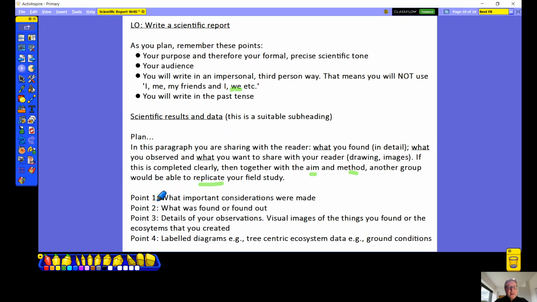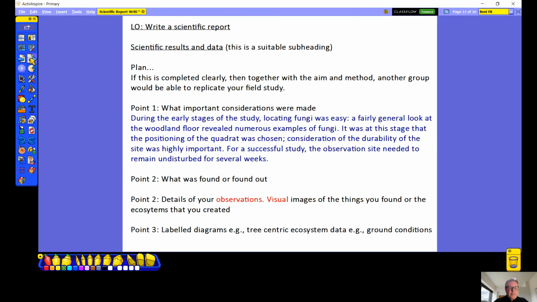So as in the previous lesson, I've decided I'm going to plan this as a single paragraph, although I have noted that those people who write a little bit of a longer plan and a longer draft, you may want to have a paragraph break. So pause the video and have a read of my plan here.